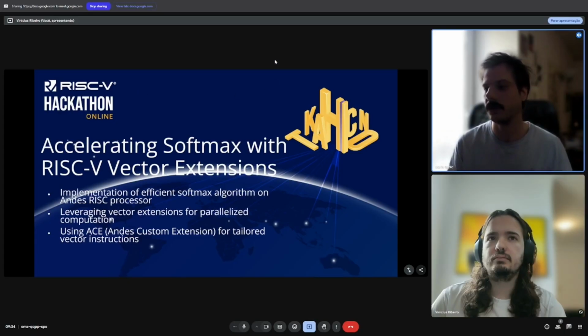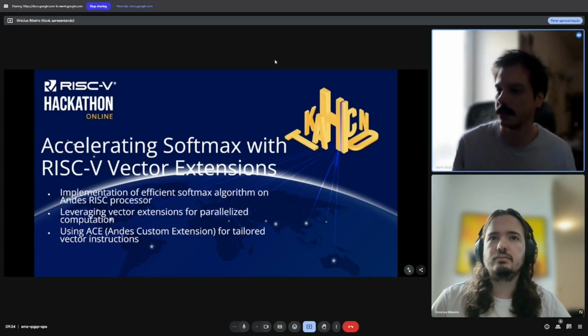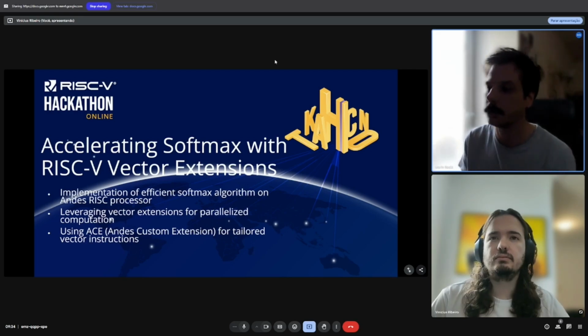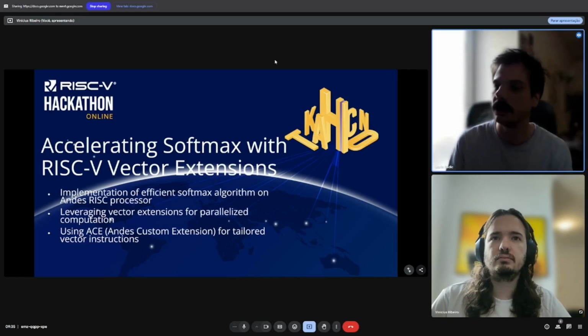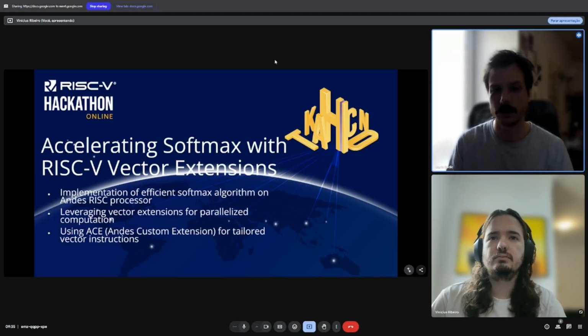For this algorithm, we implemented 3 strategies. First, bit manipulation approximation. Second, polynomial approximation. And third, intrinsic function optimization.